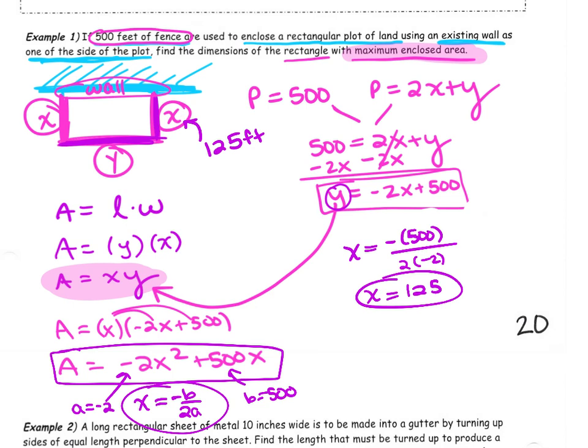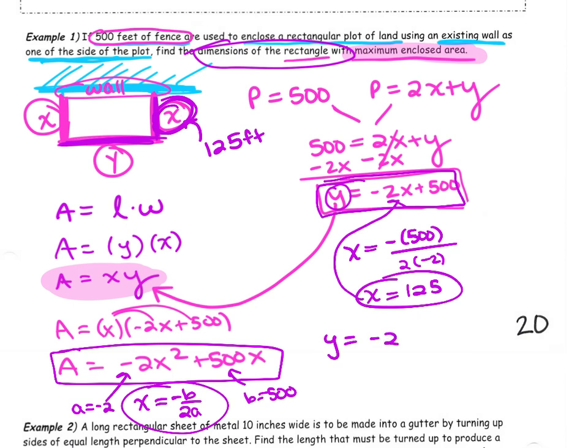Well, I want to know the dimensions of the rectangle. I know x, right? I know x, and I have an equation for y. So I'm going to plug this in. I'm going to get y. I have y equals negative 2 times 125 plus 500. And again, you guys have calculators, although you don't need it here. You get your y value to be 250.